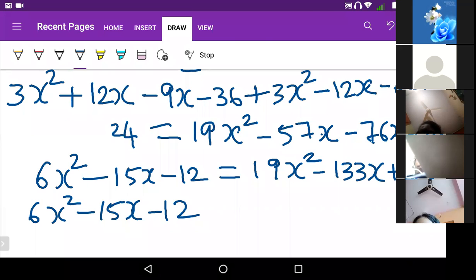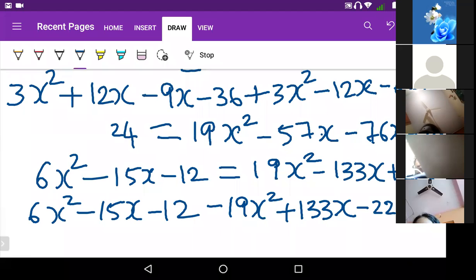Here I have brought down all 6x square minus 15x minus 12 as it is from the left hand side. Now right hand side values will come on to the left hand side, which means plus 19x square will become minus 19x square, minus 133x will become plus 133x, plus 228 will become minus 228 is equal to 0.